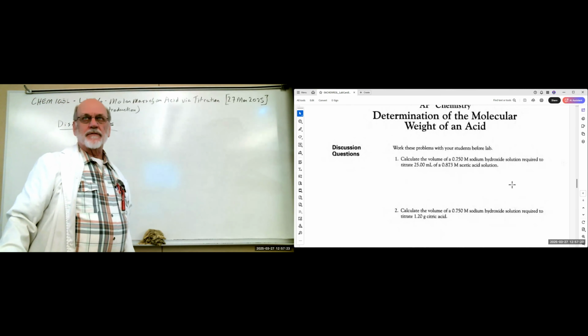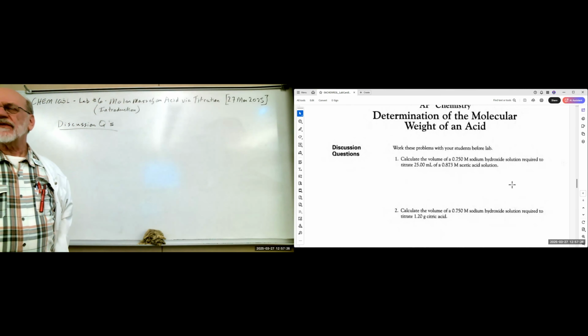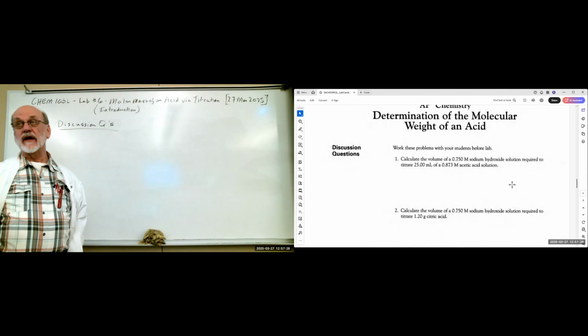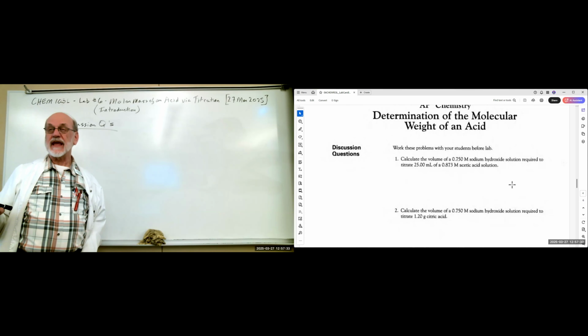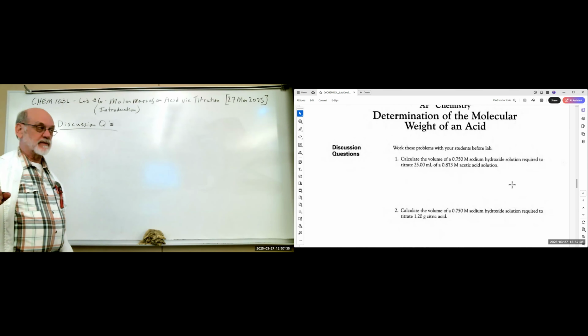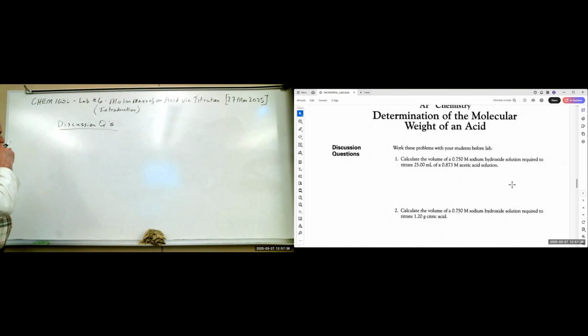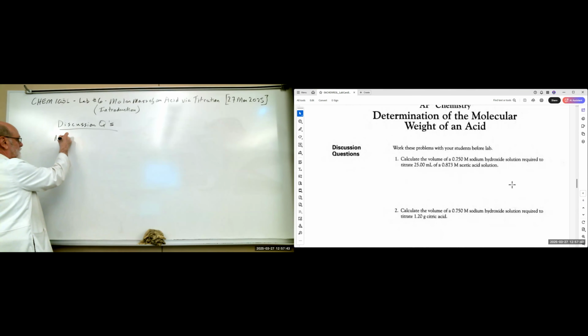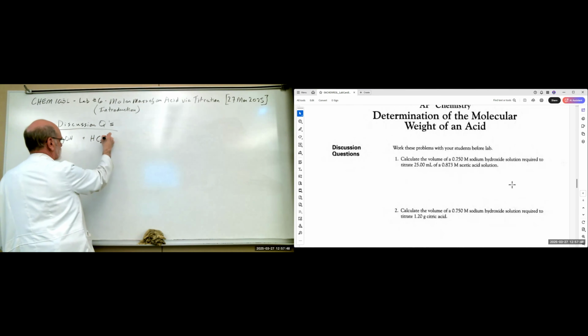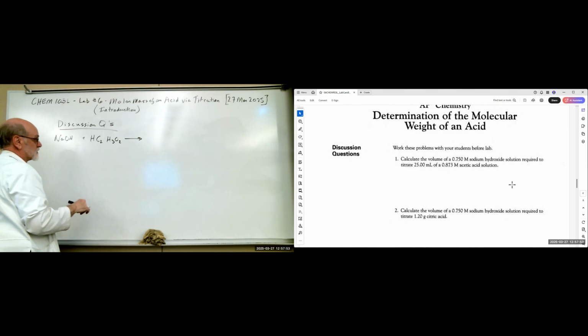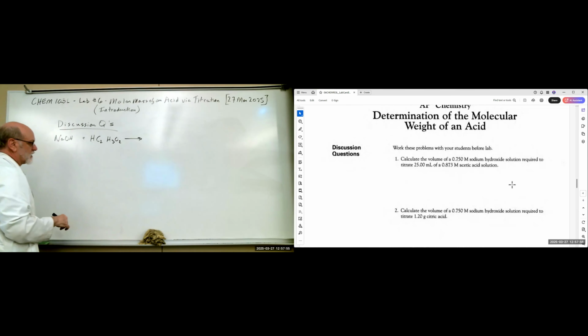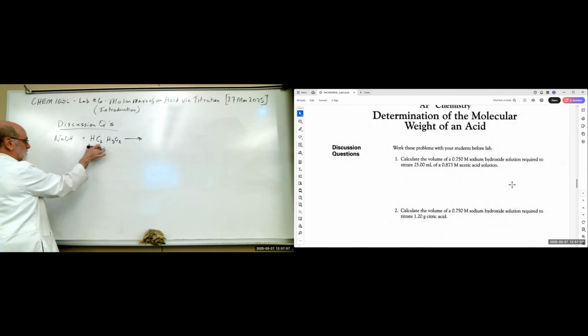All right. So the first one is: calculate the volume of 0.75 molar sodium hydroxide solution required to titrate 25 milliliters of 0.873 molar acetic acid solution. What's the volume? Well, we notice that sodium hydroxide has 1 hydroxyl, and acetic acid has one proton. So we don't need to work that out, because the stoichiometry is established here.